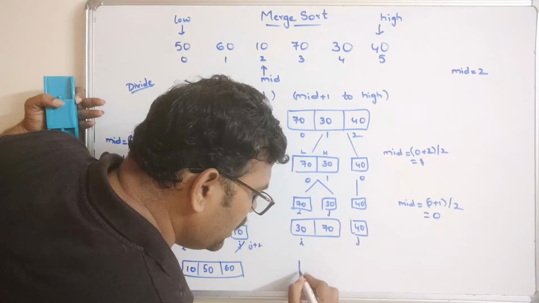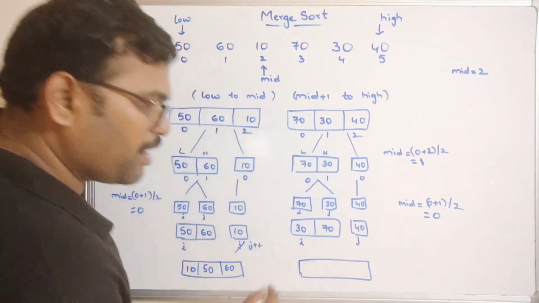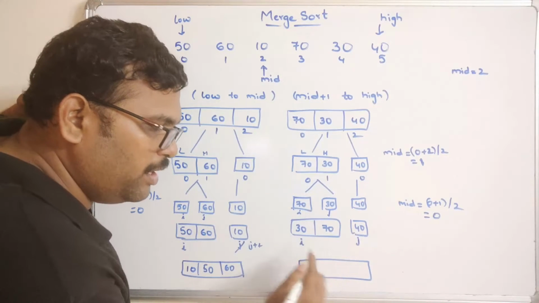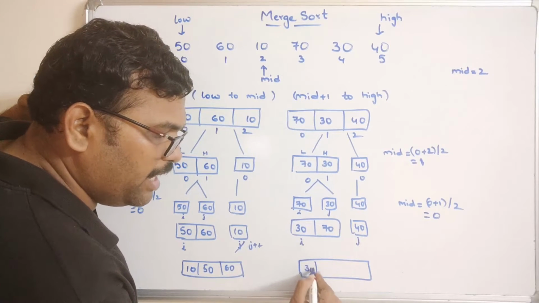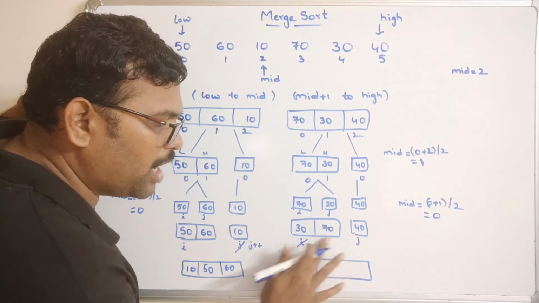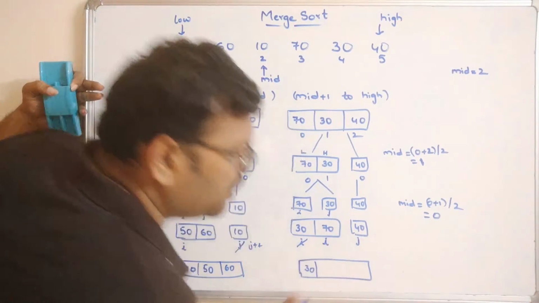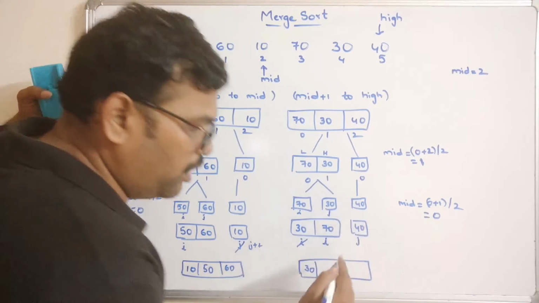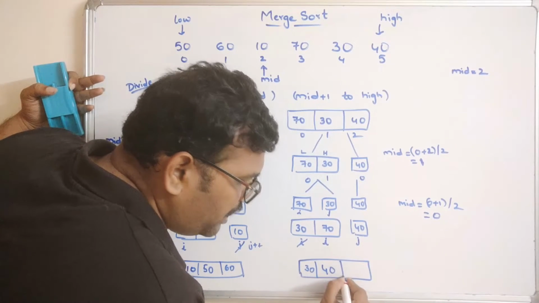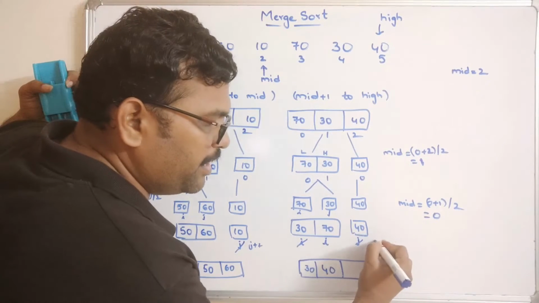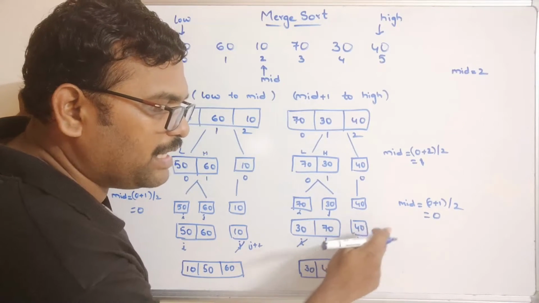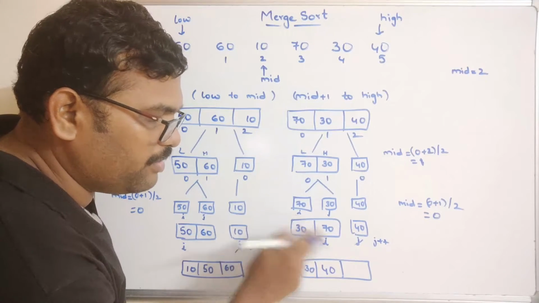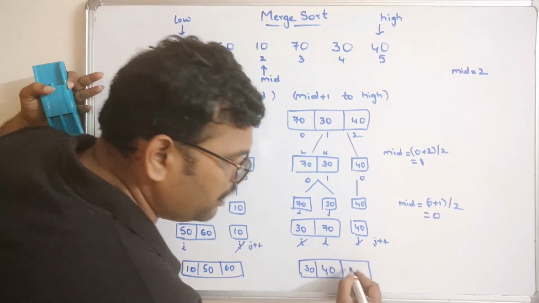Similarly here also, let us assume the new array. See, 30 is compared with 40. So which is lower? 30. So 30 will be stored in the new array, and immediately the I value will be incremented. So now the I value is pointing towards 70. Again repeat the same process. 70 and 40. So 40 is the lower. So now place 40 here and J is incremented. So there is no other value in this particular array. So whatever elements remain in this subarray will be loaded into the new one. So 70 will be copied here.